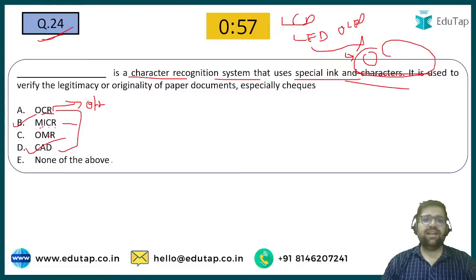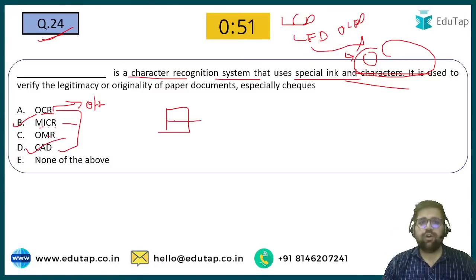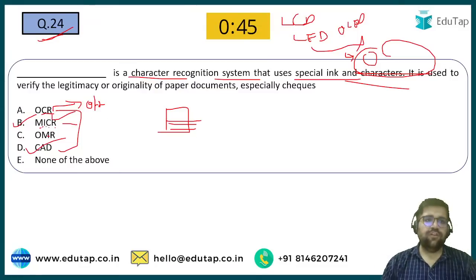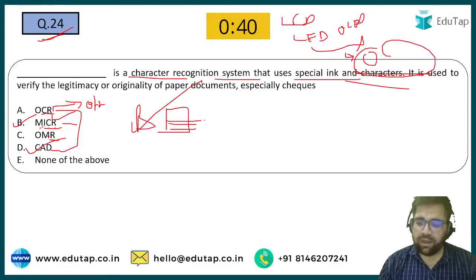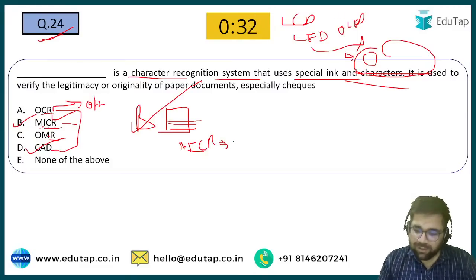OCR, optical character recognition. For example, if you have to copy a book, you will have a pen kind of thing via which you can copy different lines from the book, and you can make your own PDF in computer format. Yes, all the full forms we have discussed. Here the answer is option number B, because MICR. Now chalo, I will ask you one question. What is the length of the MICR code? Let me see how many banking aspirants are sitting over here.